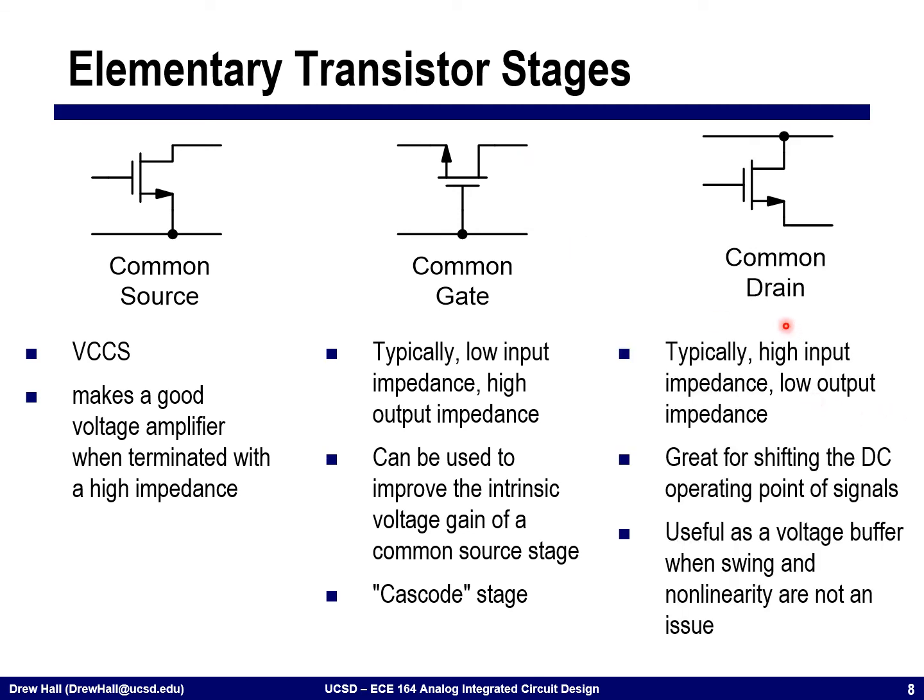Then lastly, we talked about a common drain amplifier. These have very low output impedance, and so they're typically good for buffers or DC level shifting. In particular, you'll find these most commonly at the output of amplifiers.